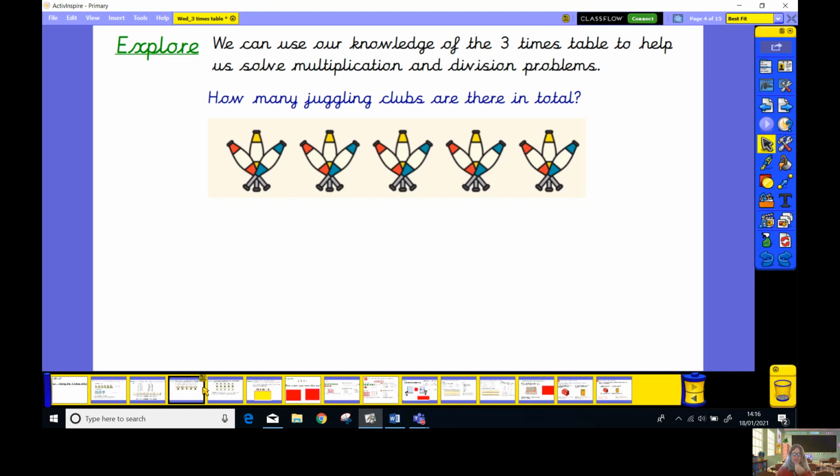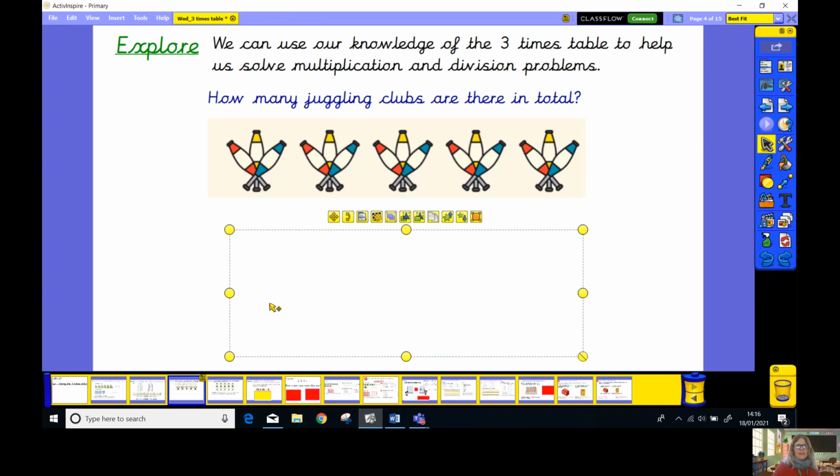Okay, let's explore. We're going to be using our knowledge of the 3x table to help us solve some multiplication and division problems. Let's start off with this problem here. I have a representation. I'm asking this question, how many juggling clubs are there in total? Pause the video and see if you can work that out using a number sentence.